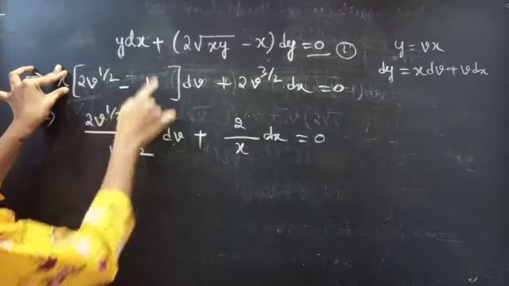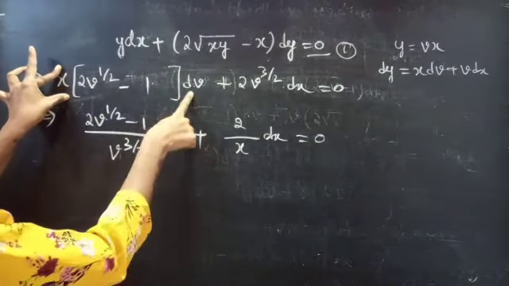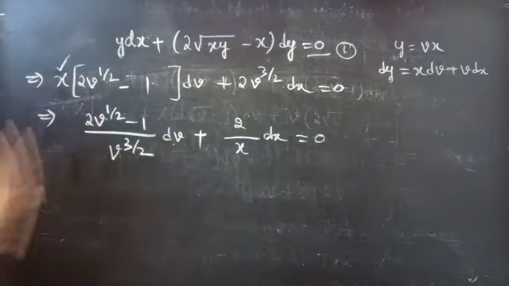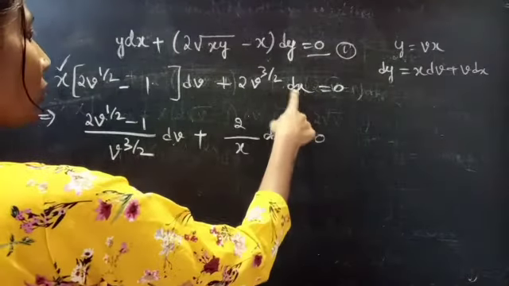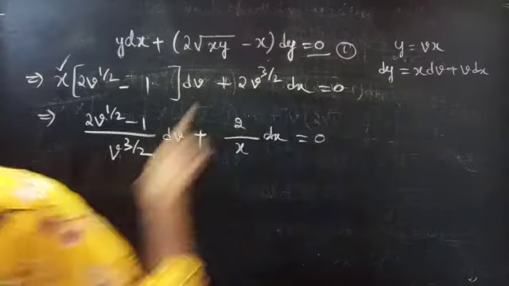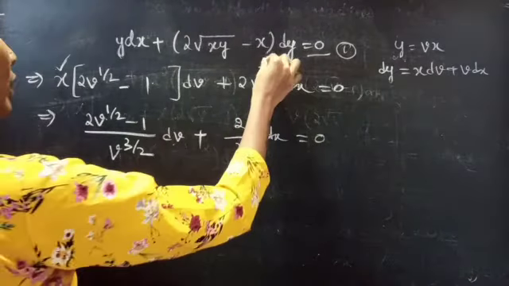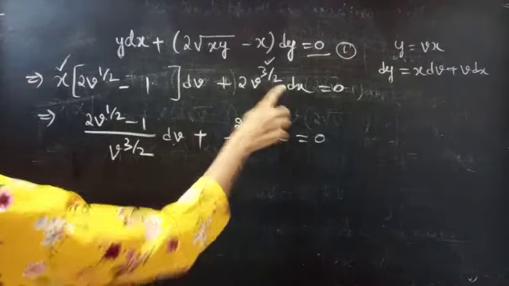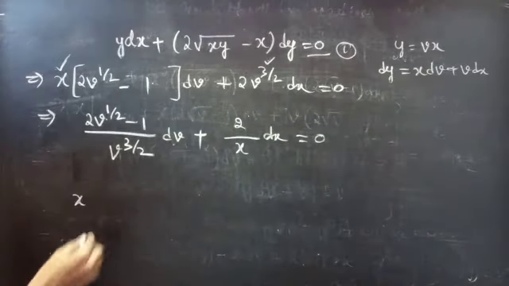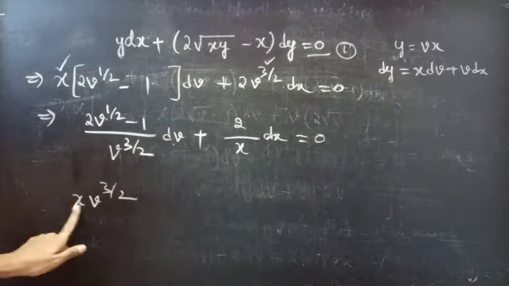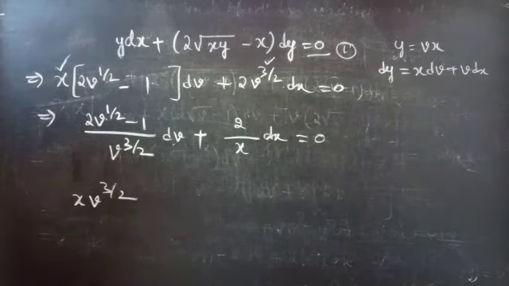Or we have to remove the function of x from this. You're having the function of v, function of x into differential dv, right? So we need to remove x from the first term, and here you're having differential dx. We should have a function in x, but we are having a function in v. So we have to remove v power 3 by 2 from this term. So what you have to do is, you'll simply divide the whole term by x into v power 3 by 2.